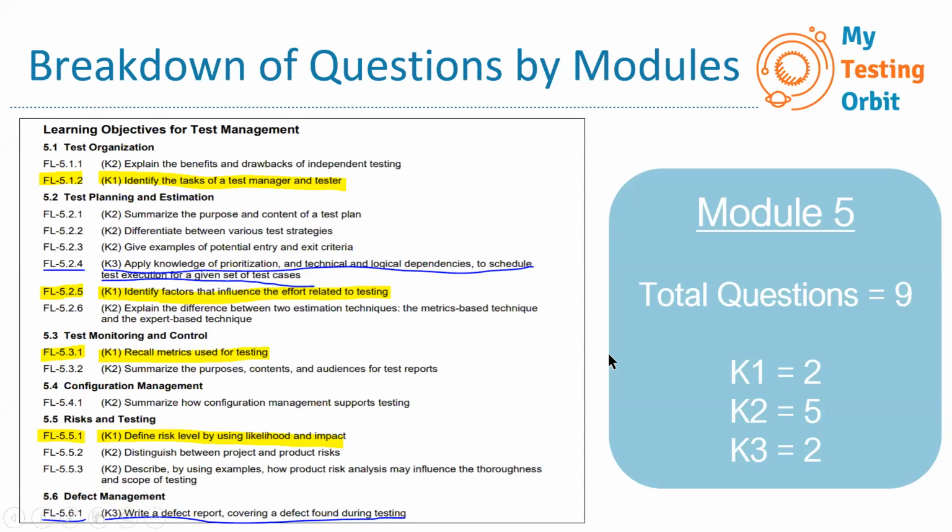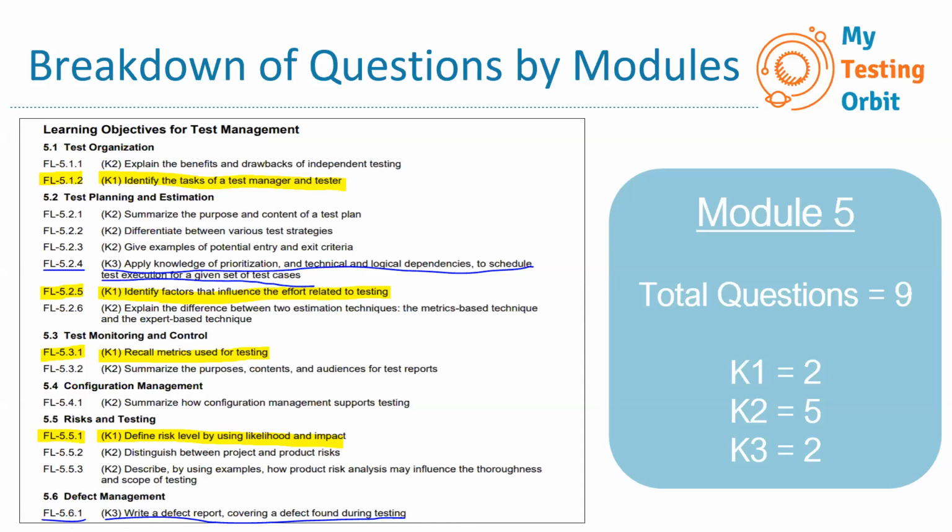And each question will be from different learning objectives. And K3, we have exactly 2 learning objectives for K3, and we know that 2 questions will be coming, which means that for each K3 learning objective, for sure 1 question each will be coming in the exam.